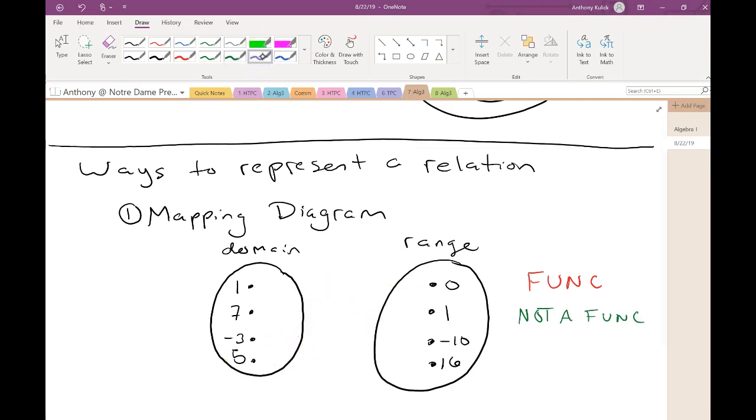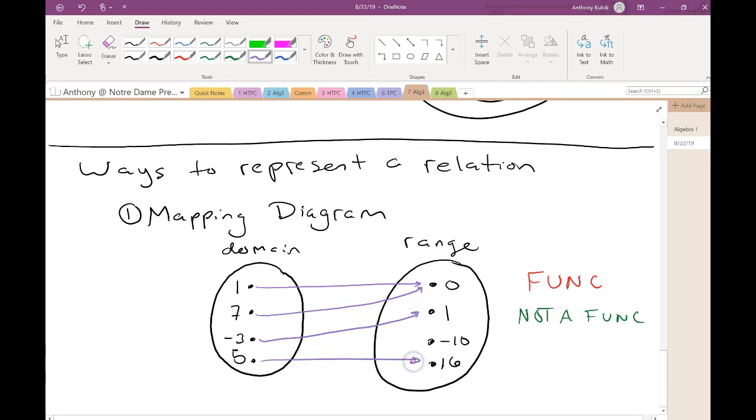We'll do now one in purple. How about this? Is this a function? Well, let's check. If I look, every member is used. Everybody agree with that? Yeah. Every member of the domain is used. 1 goes to just 0. 7 goes to just 0. Negative 3 goes to just 1. And 5 goes to just 16. So this is a function.